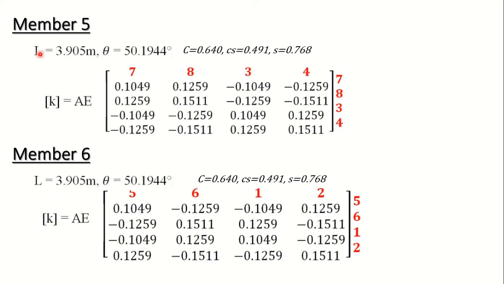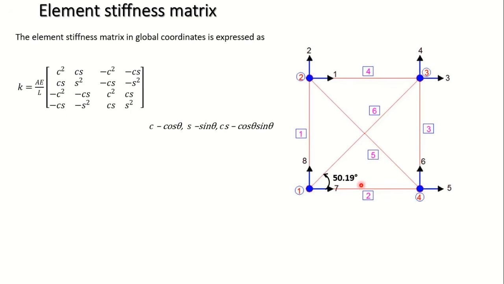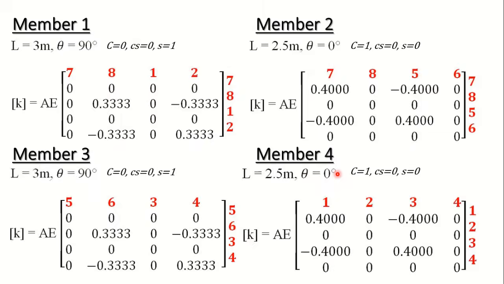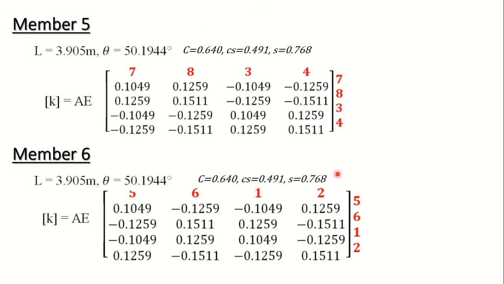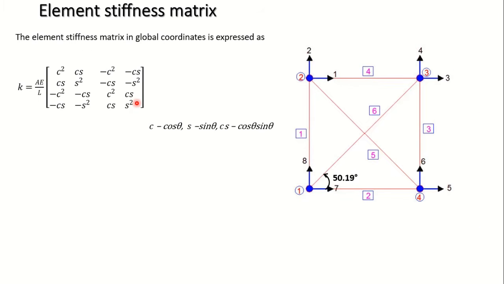If you take members 5 and 6, they are the inclined members in this truss. The inclination with the global x-axis is 50.19 degrees. On calculation you will get it as 50.19 degrees. You can take the tan ratio of the opposite and adjacent sides, and you will get to know what this angle theta is. So now, what coordinates are there with member 5? Member 5 is this inclined member.